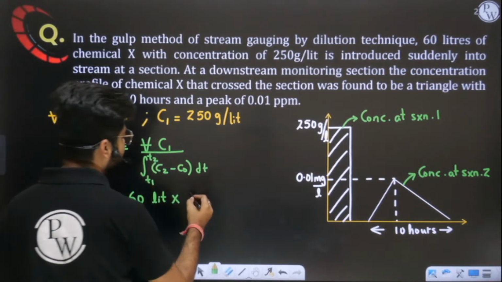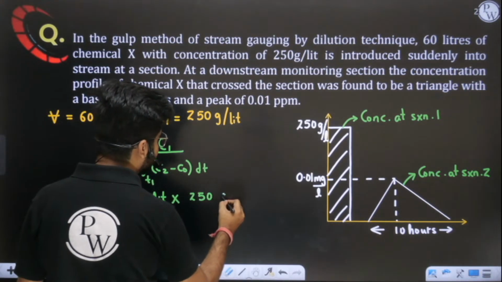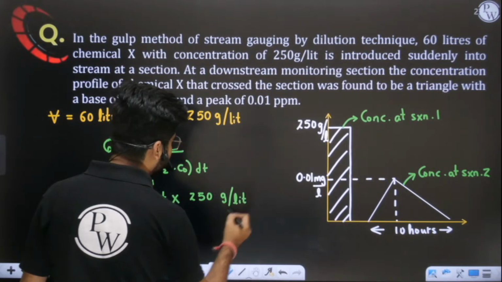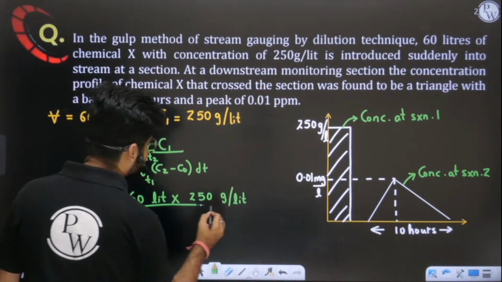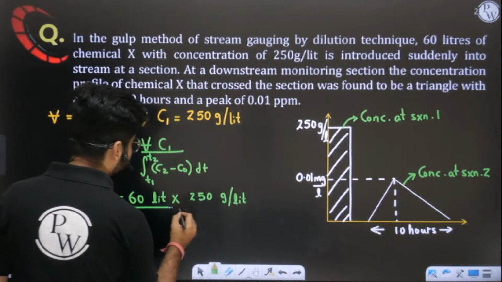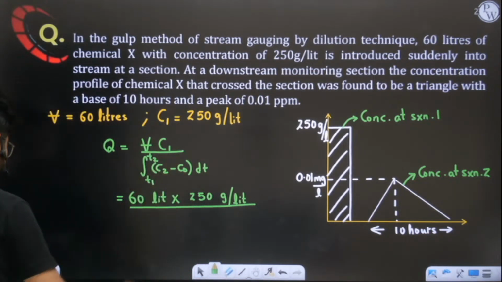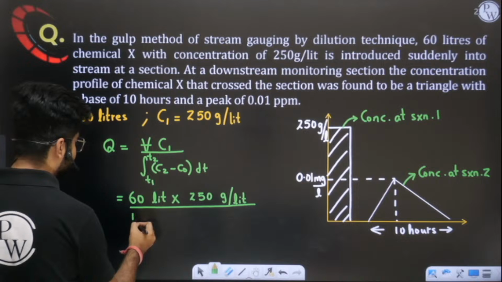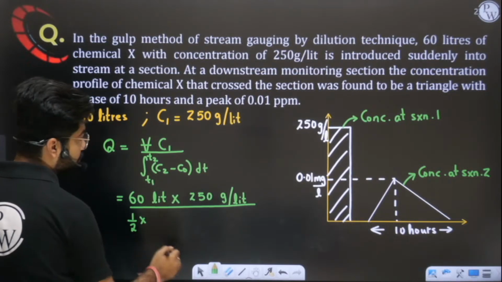Concentration of tracer is 250 gram per liter. So I will write 250 gram per liter here. Okay, that is also very clear now. At last, I will find the area of this triangle. So in order to find the area of this triangle, half into base is 10 hours.